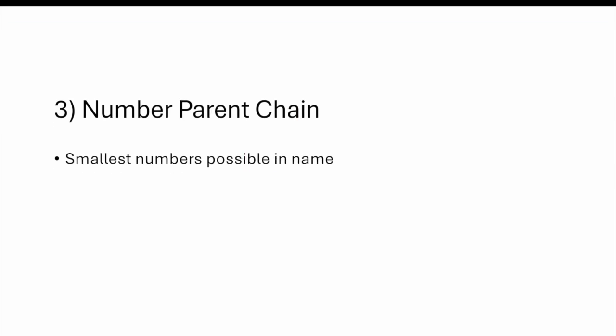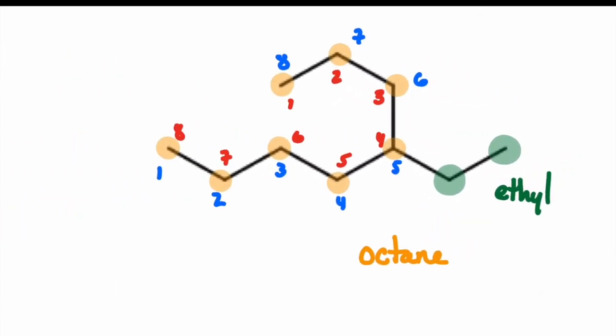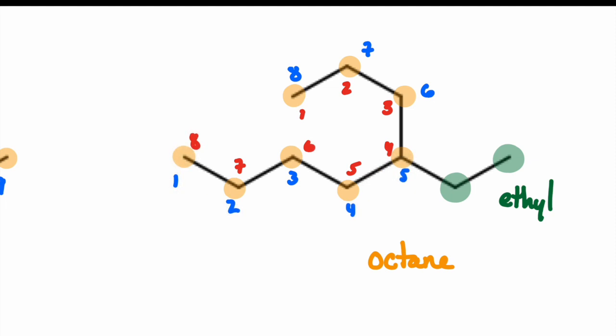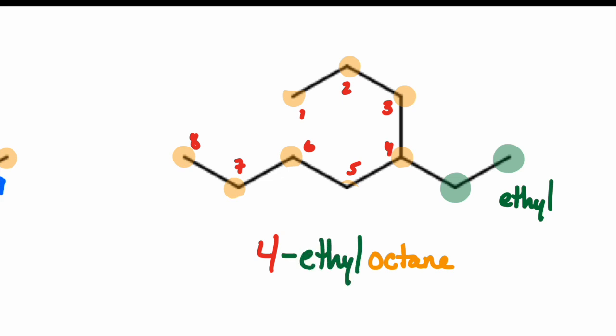Okay? So when I go to my two options here, I'm going to have to decide which one of these numbering schemes is better, the red one or the blue one. If I use the blue numbering scheme, I'd have a 5 in the name. If I use the red numbering scheme, I'd have a 4 in the name. We want the smallest possible number, so that's why we're going to pick our red numbering scheme here. Okay, so this would be 4-ethyloctane. All right.